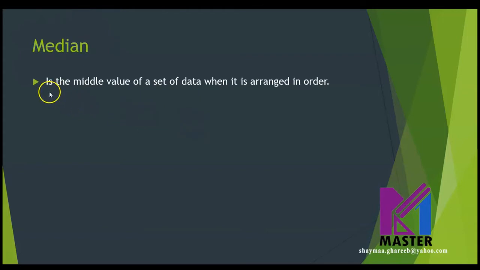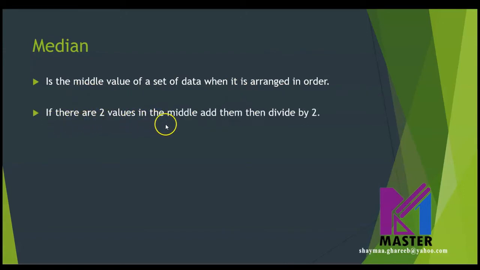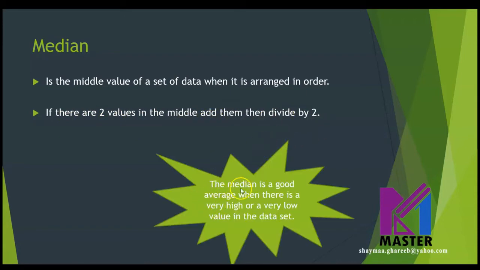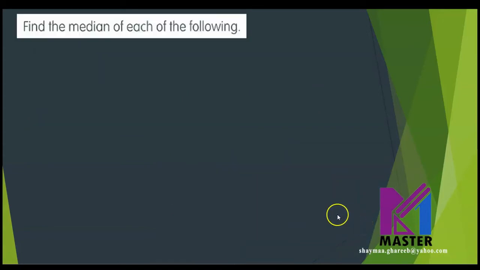In this video, we are going to talk about the second type of average, which is the median. The median is the middle value of a set of data when it is arranged in order. So it must be arranged in order first. Then we pick the number exactly in the middle. If there are two values in the middle, we add them, then we divide by two. The median is a good average when there is a very high or a very low value in the data set. Now let's see examples.